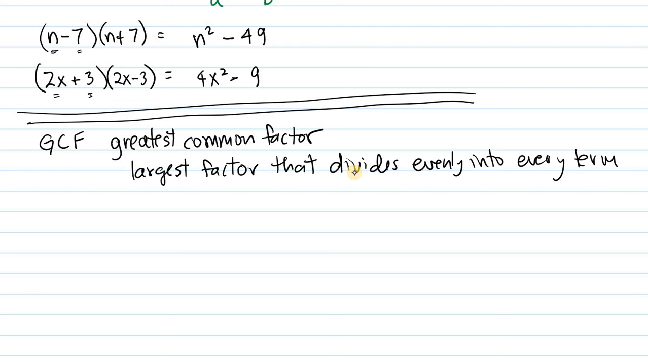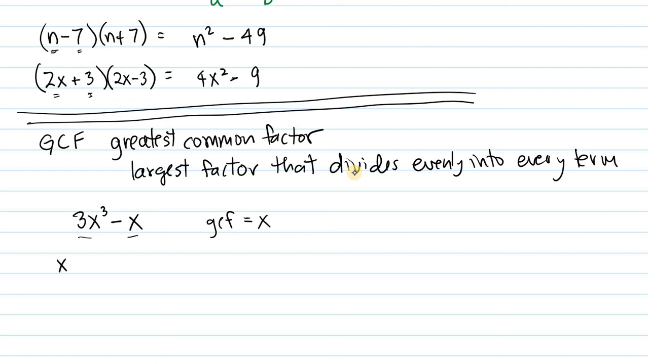So, for example, if we had 3x cubed minus x, what do these two terms have in common? Well, they have an x in common. So the greatest common factor of this would be x. And if I asked you to factor it using the greatest common factor, that means you're going to take that x and unmultiply it from each of the terms.